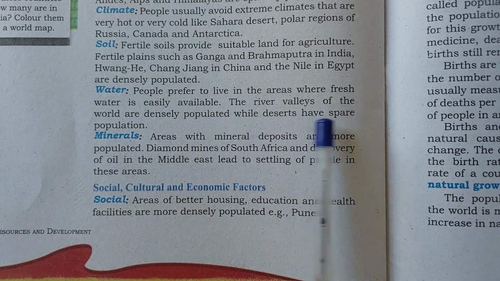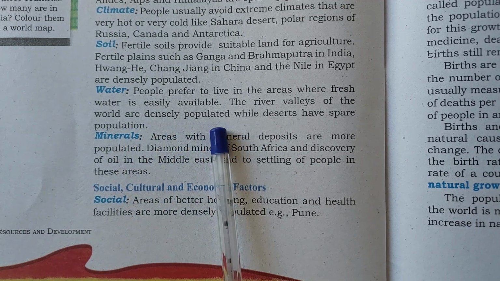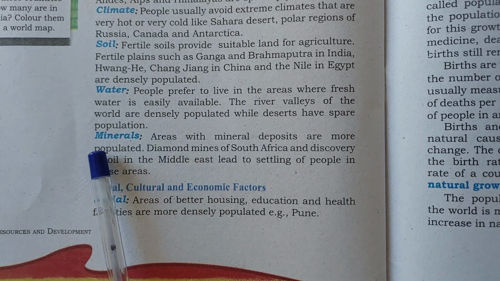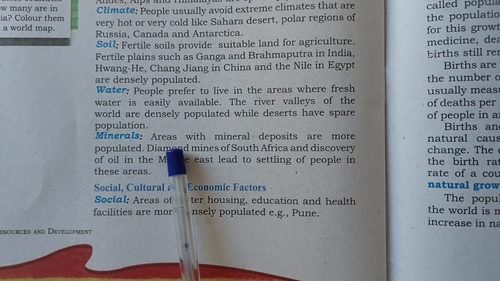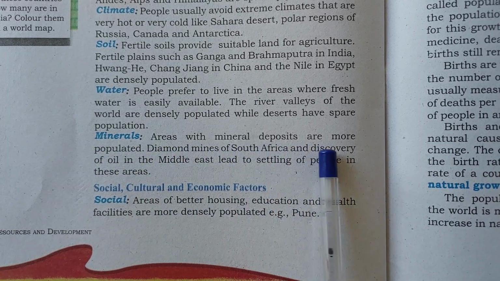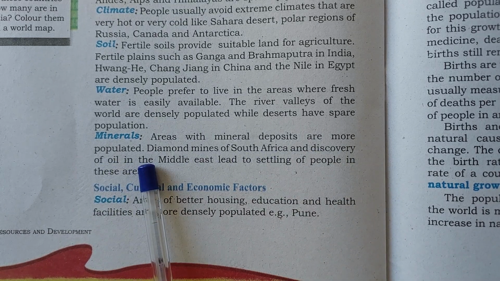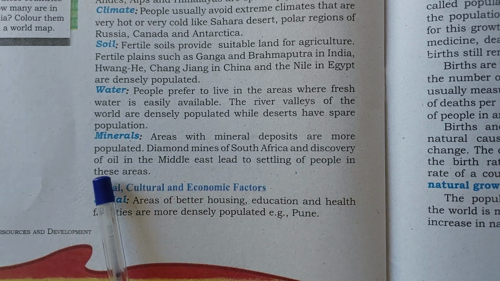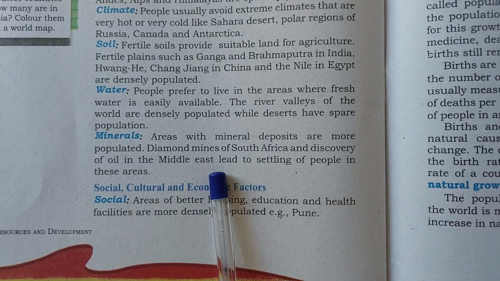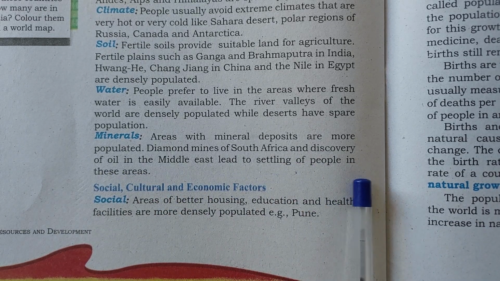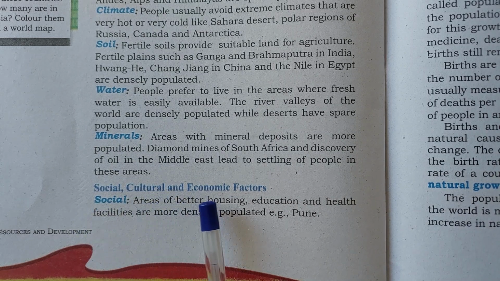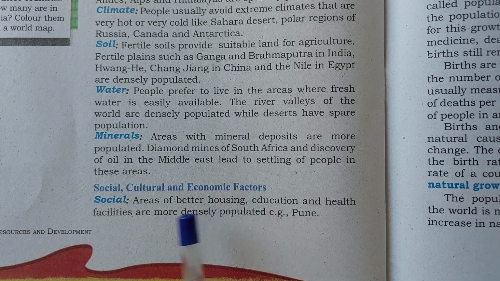The river valleys of the world are densely populated while deserts have sparse population. Minerals. Areas with mineral deposits are more populated. Diamond mines of South Africa and discovery of oil in the Middle East led to settling of people in these areas. Social, cultural, and economic factors.